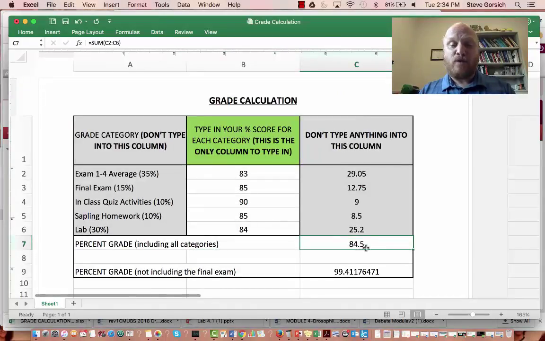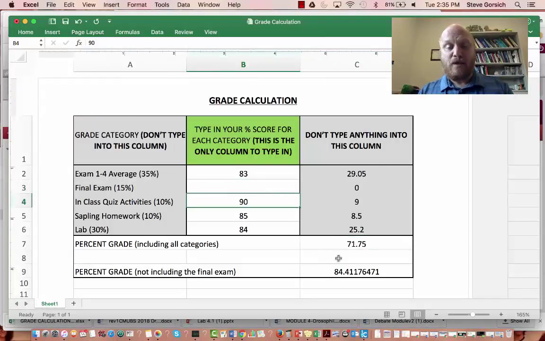Again, be careful that you look at the right percent grade here. This one once you've added the final exam, and this one before you've added the final exam, because as you can see here, this is 99%, and these grades are not equivalent to 99%. That's only without the final. So without the final, it's an 84% with these grades.